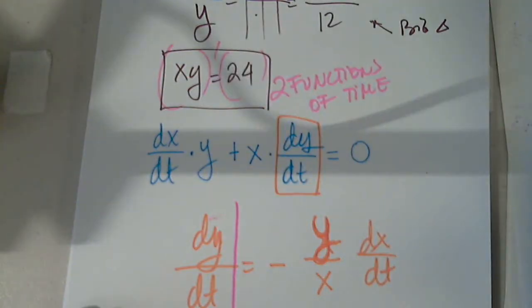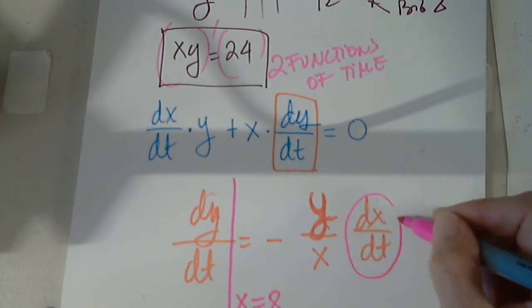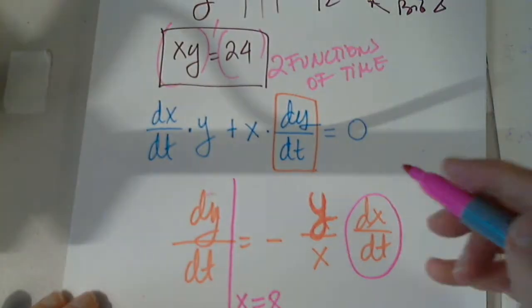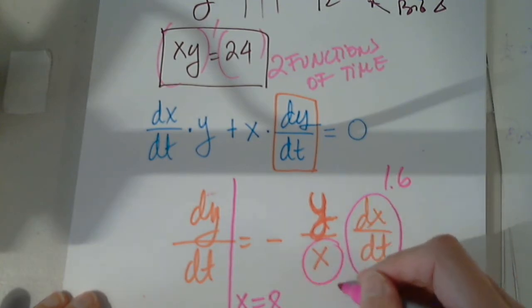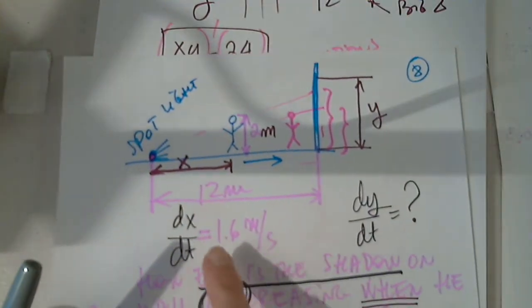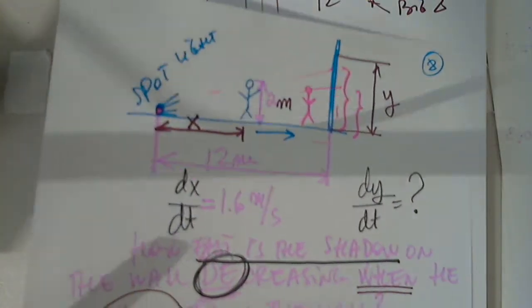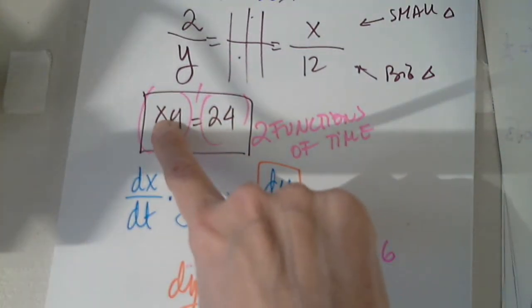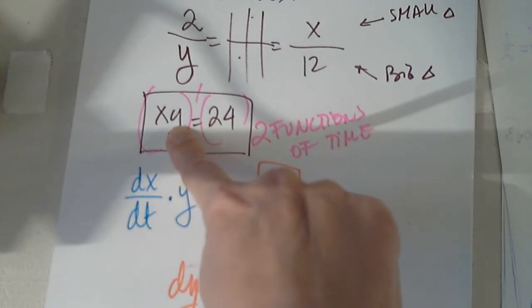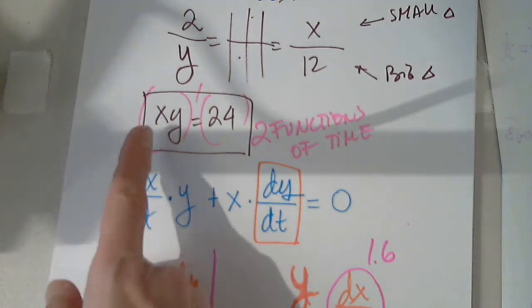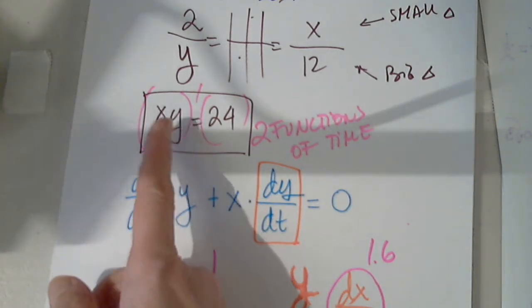So when x is 8, I do have this. It was given to us as 1.6, yes. Now it's 8. And you can say, what about your y? Not a problem. The relationship is right here. If x is 8, y must be 3, because the product is 24. So if x is 8, y must be 24 over 8, which is 3.